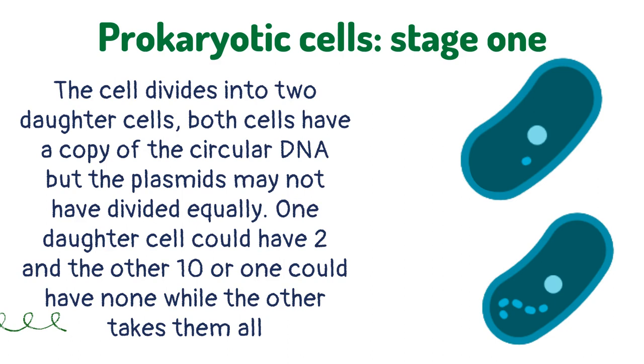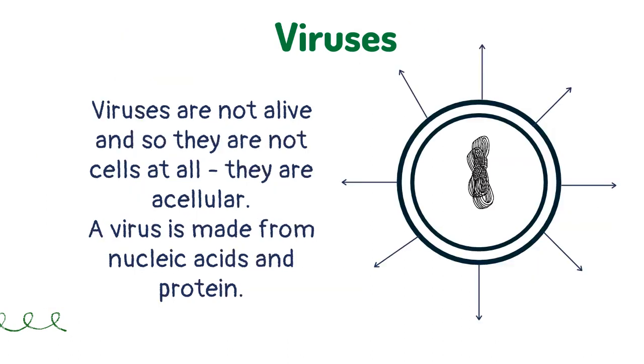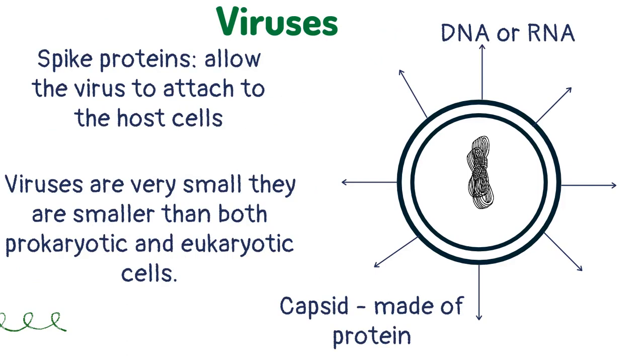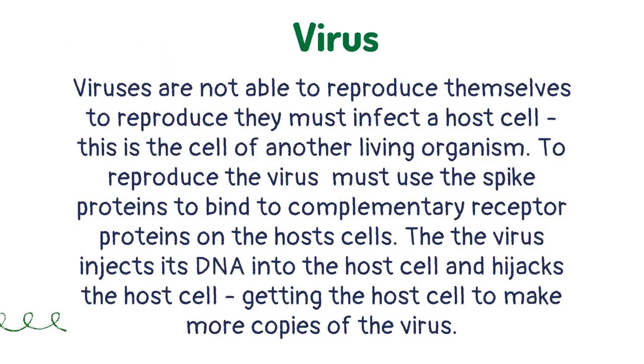all. Viruses are not alive and so they are not cells at all, they are acellular. A virus is made from nucleic acids and protein. Viruses are very small, they are smaller than both prokaryotic and eukaryotic cells. Viruses are not able to reproduce themselves. To reproduce, they must infect a host cell. This is the cell of another living organism.